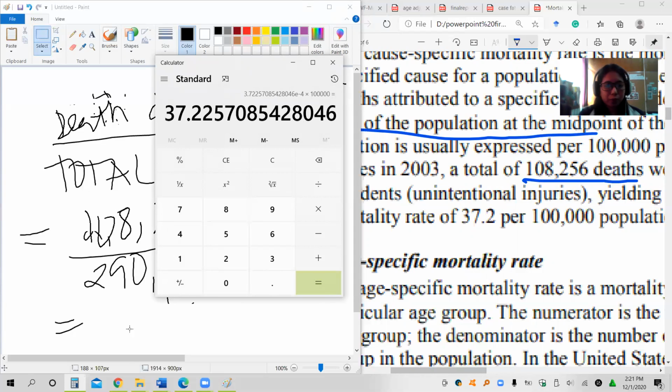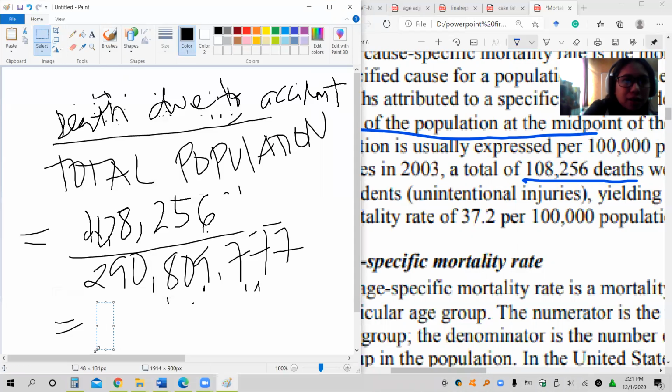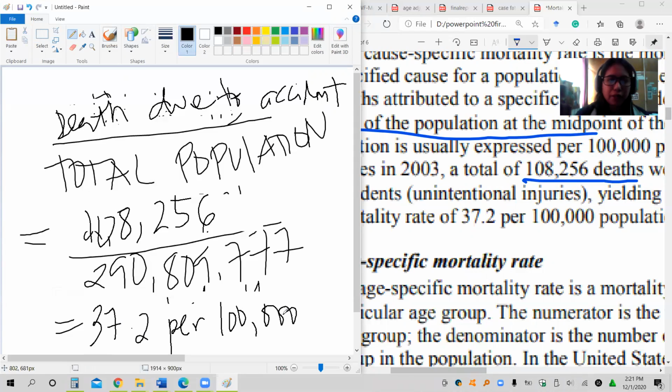By multiplying this again, let's multiply this by 100,000. So you're going to obtain a value of 37.2. So this is 37.2 per 100,000 population. So as long as you have the data for the population, in 2003, and you know the number of deaths also due to a cause, for example, in this given case it is due to accident, you can compute for the value.